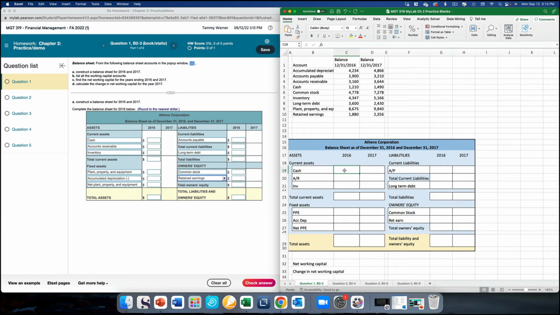Right, so if you go get the cell reference and pick up 2016 cash and accounts receivable and inventory. So our total current assets, we add all those three up, so that's the sum of our current assets.